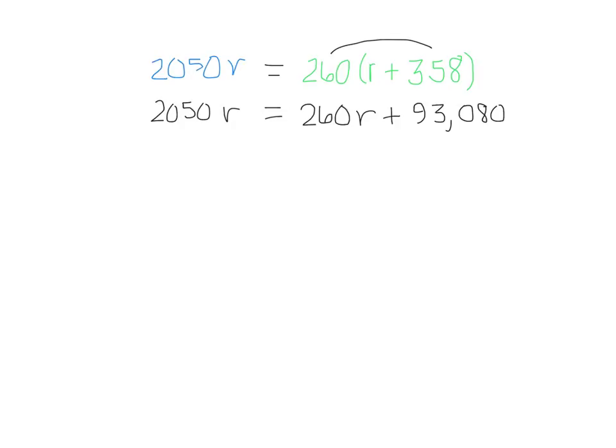And now it's just a matter of solving for r. Getting the r alone, it is a linear relationship, a linear equation. R is to the first power. It's not quadratic. R is not to the second power, so we just want to solve for r. We're going to subtract 260r from both sides to bring the r's together, to collect them all on one side.